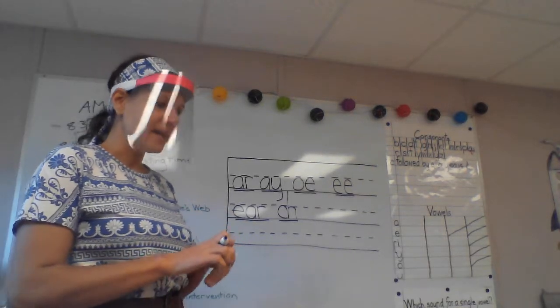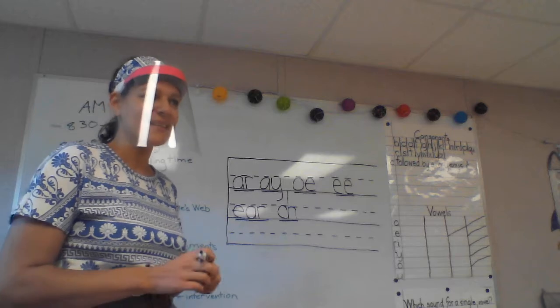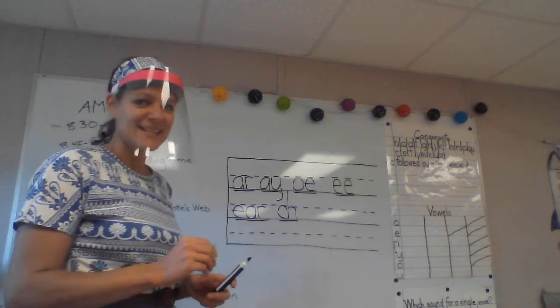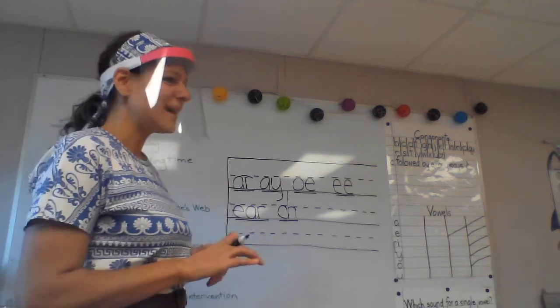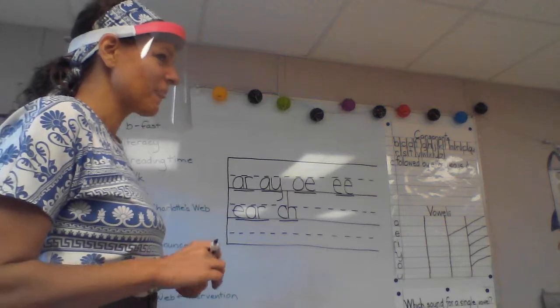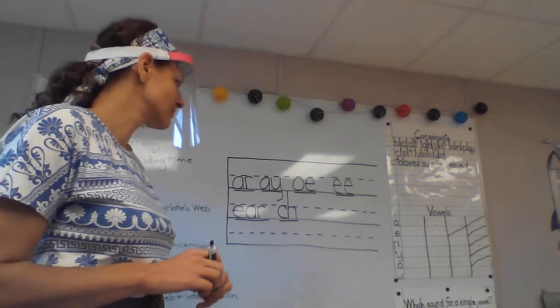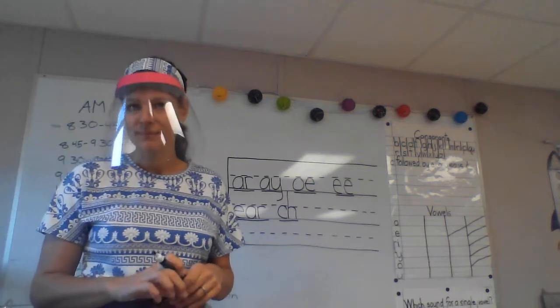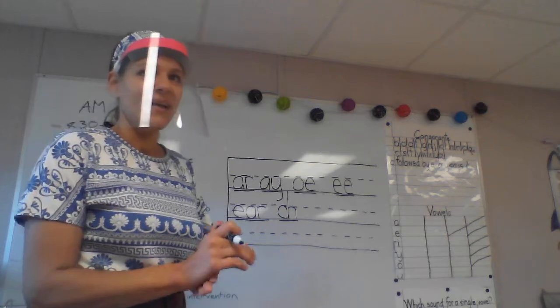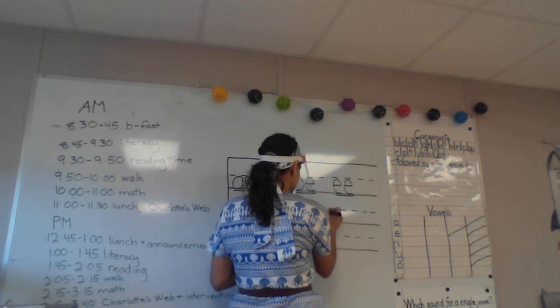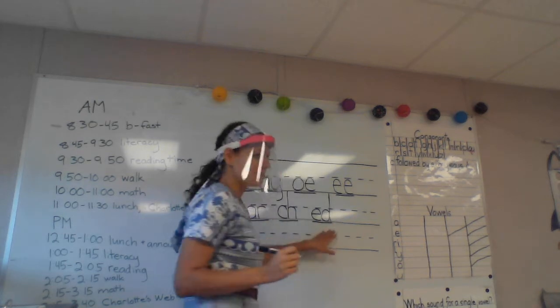All right, the next one is ed, d, t, past tense ending. Class, what are you going to write? Say it with me. Ed, d, t, past tense ending. Great, write it and say it while you write it. All right, class, this is our ed, d, t, past tense ending. So if you didn't get that, write it 3 times and say it while you write it.